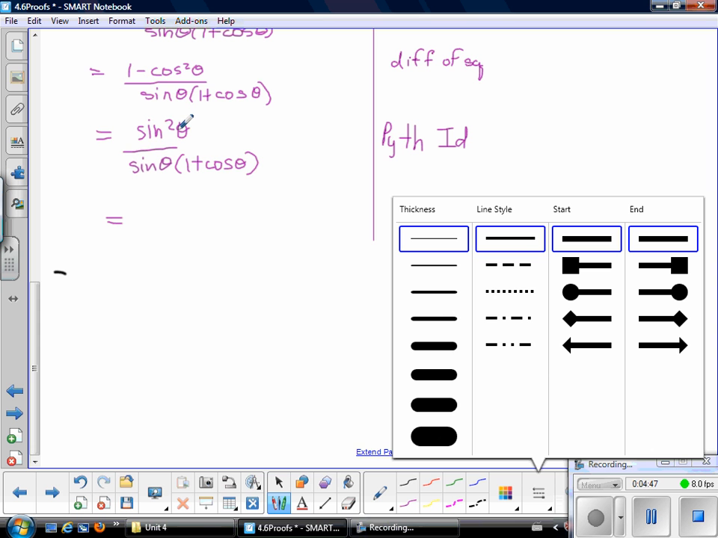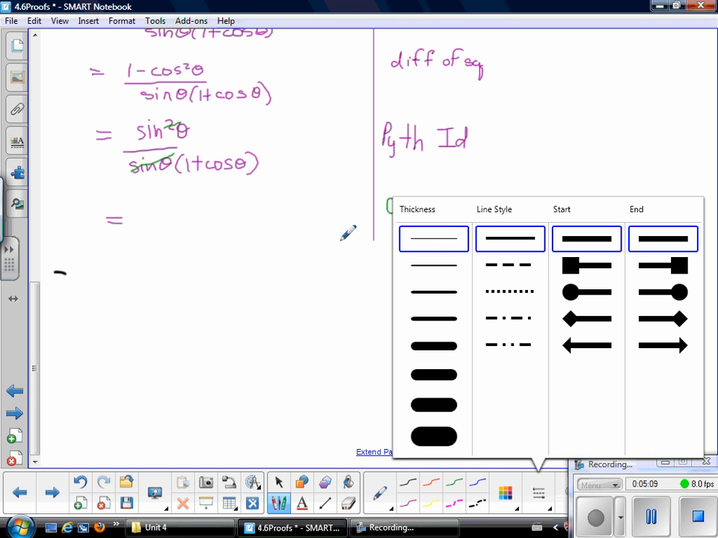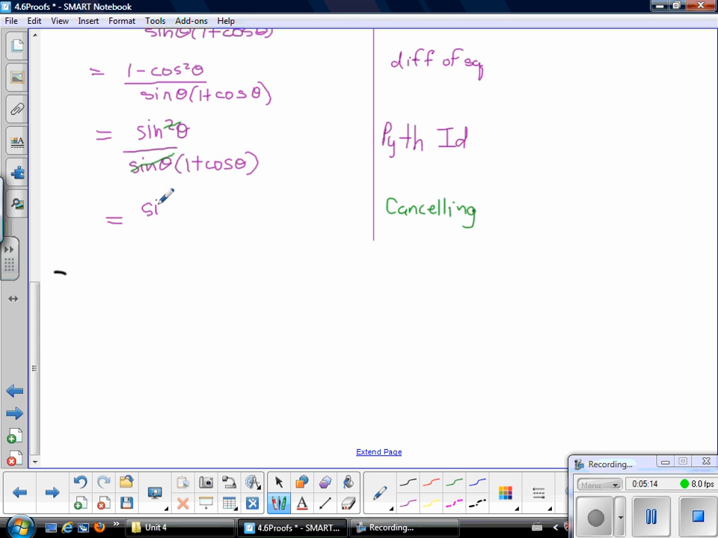So now what I can see, and this comes from when we did rational expressions, is I have two sines up here, so that means I'm going to take out that one and cancel it with that one. So what I actually did was just canceling. And what I have now on my top is sine theta over 1 plus cos theta.